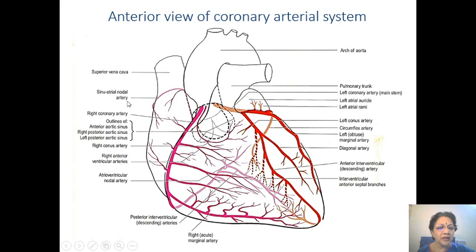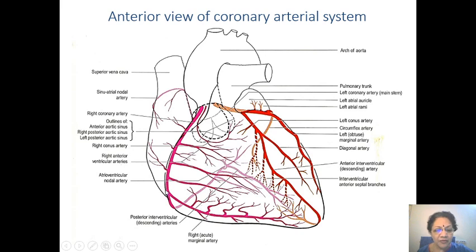So a quick read through of the branches. We had a sinuatrial nodal artery, if you remember. It went all the way here, and this is where the SA node was, and this was a branch of the right coronary. Then you have the right conus artery, it was there in the previous picture. Right anterior ventricular arteries, 2, 3, 4, several branches, which are supplying this ventricle, which is the right ventricle on the anterior surface of the heart.